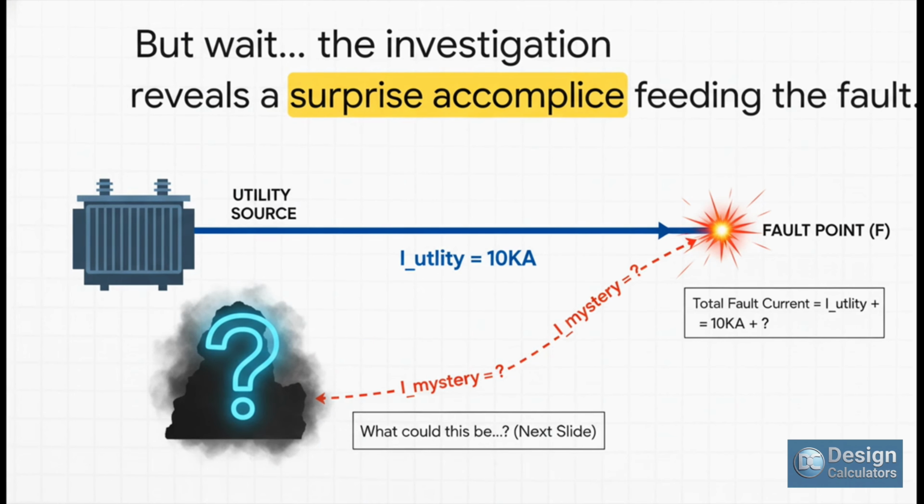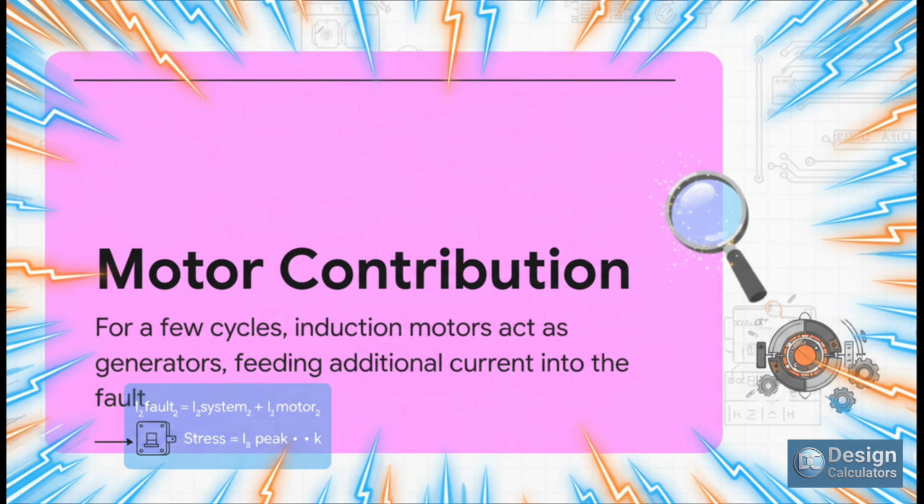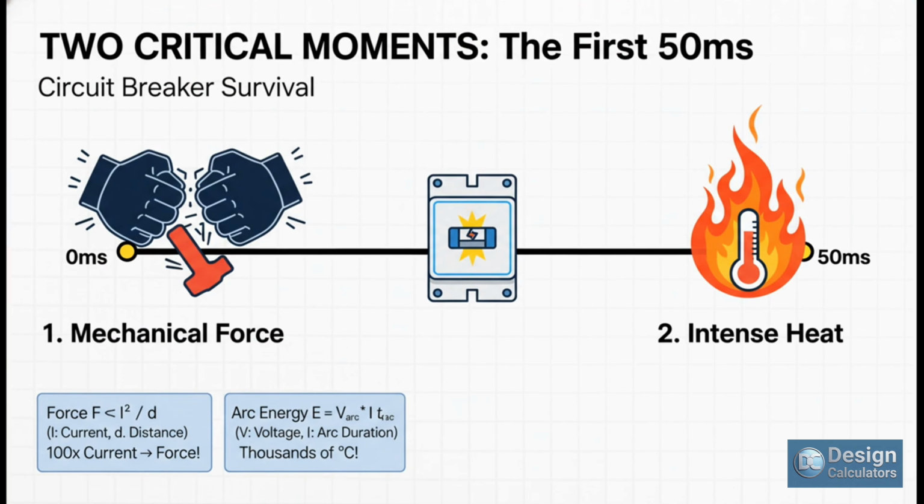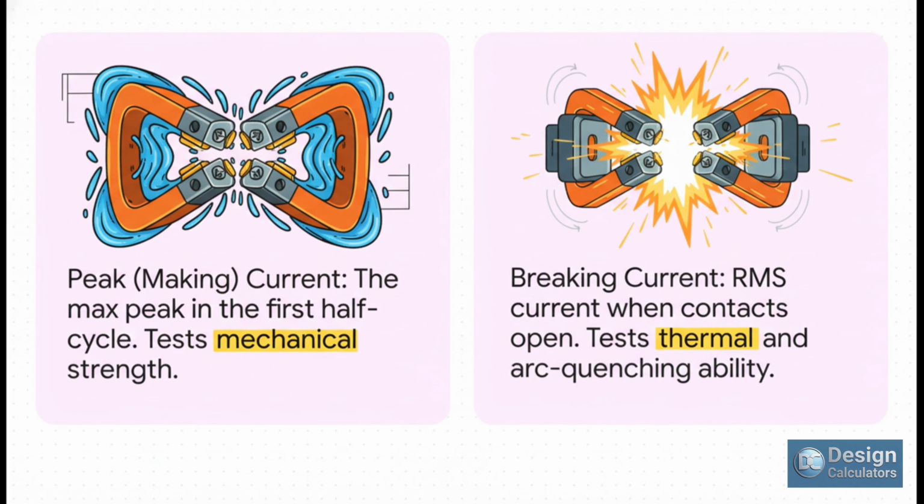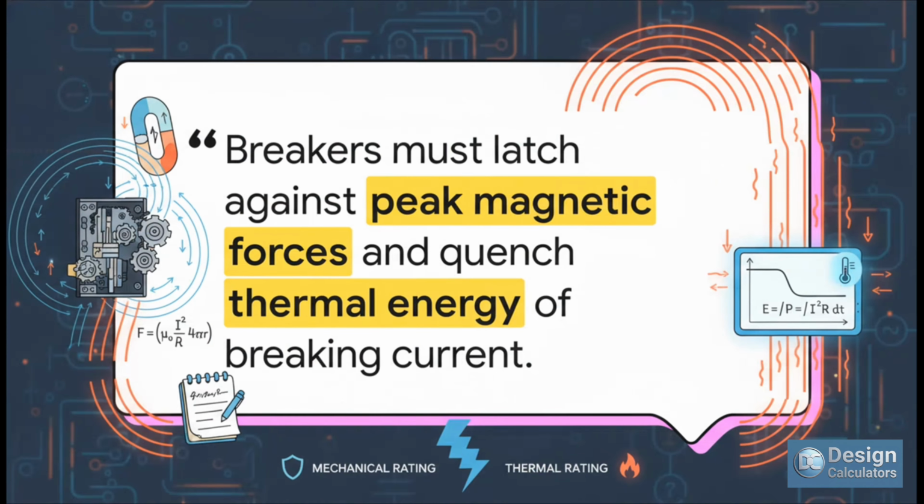But hold on, our investigation just turned up a surprise accomplice in all this. That's right. Big motors can actually dump more current back into the fault for a few cycles. All this leads to 2 critical moments that a circuit breaker absolutely has to survive. First, that huge magnetic force tries to rip it apart. Then it has to extinguish the arc. Basically, it has to be strong enough to latch and tough enough to handle the incredible heat.